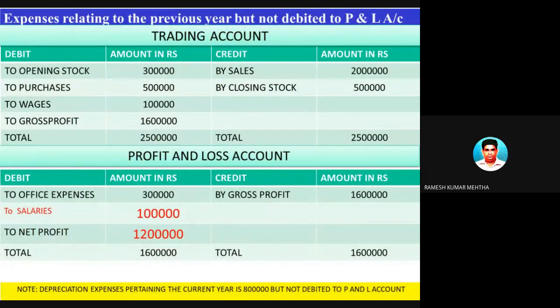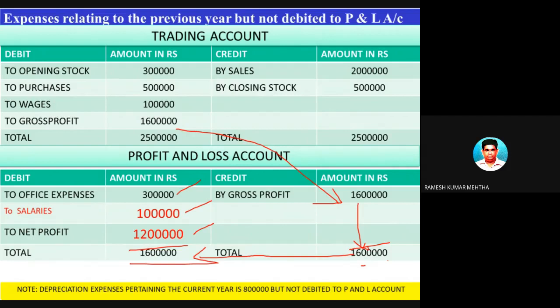The same figures, the same trading account. The gross profit is 16 lakh rupees. On the other side, 16 lakh rupees. Office expenses 3 lakhs. Salaries 1 lakh, and eventually the net profit is 12 lakhs. So 4 lakhs is the expenditure deducted from 16 lakhs. You will get a net profit of 12 lakhs.